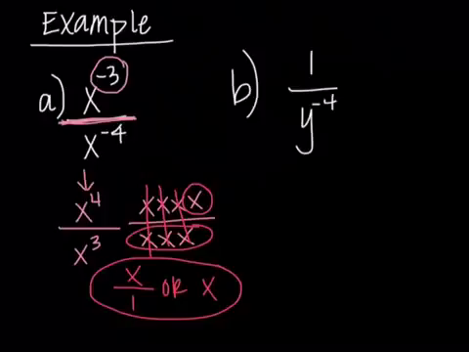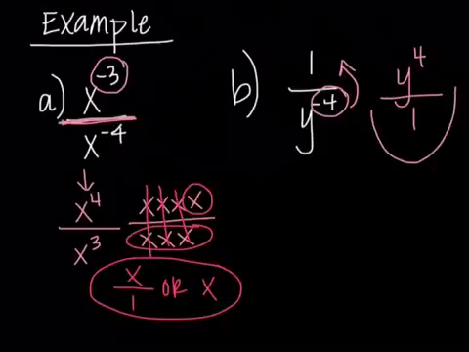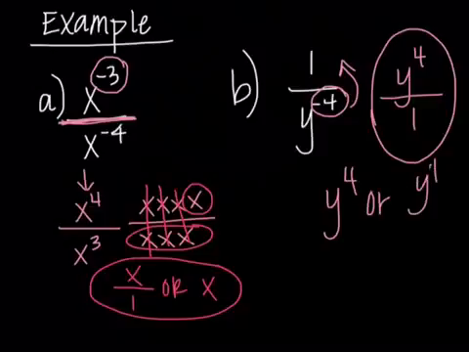Looking at example B, 1 over y to the negative fourth, I can see that y to the negative fourth is on the wrong side of my fraction bar. This tells me it needs to move up across the bar. So y to the fourth will come up, and 1 will take its place down below. Since there's nothing left to simplify, this would be my final answer. I could give it as y to the fourth or y to the fourth over 1, and it would make no difference.